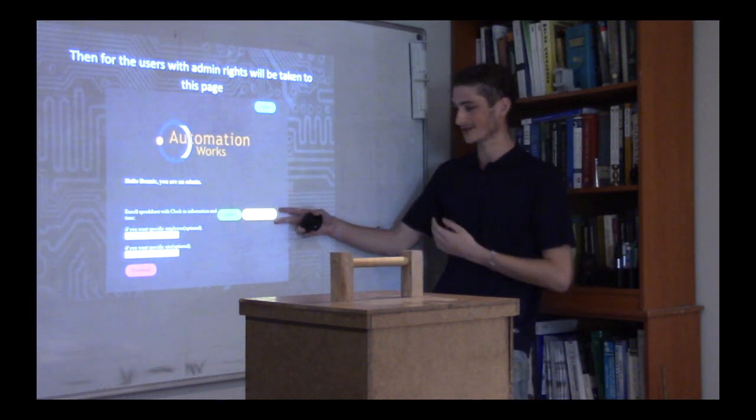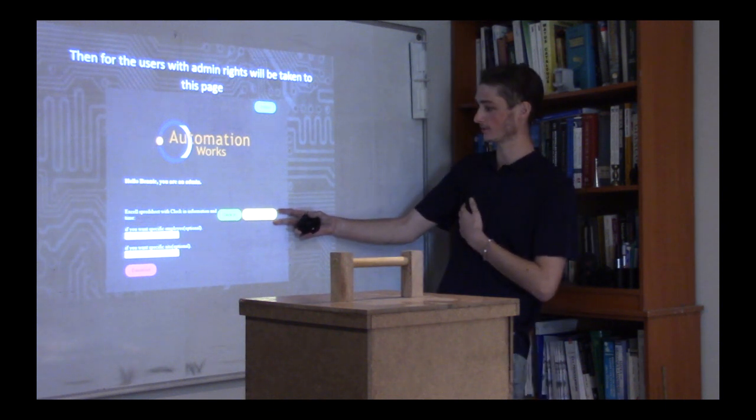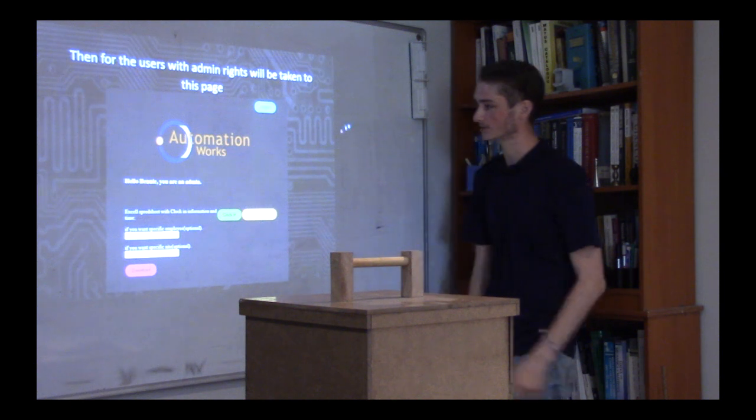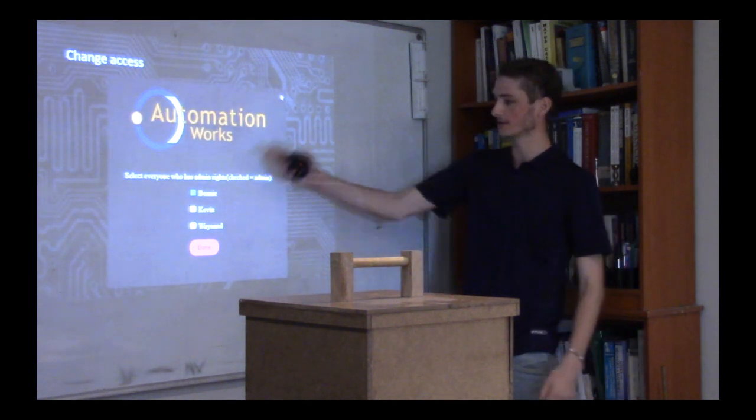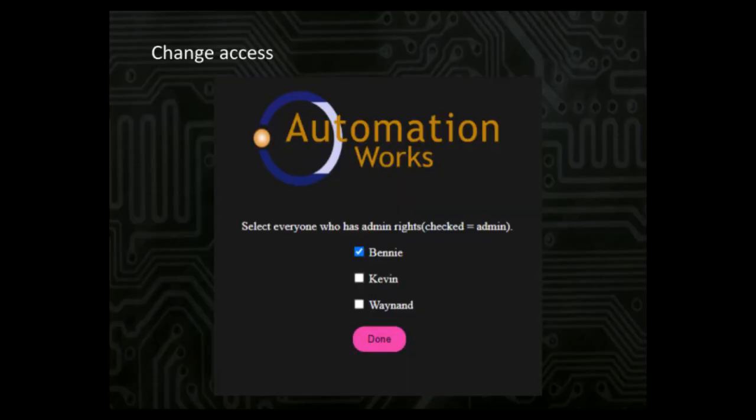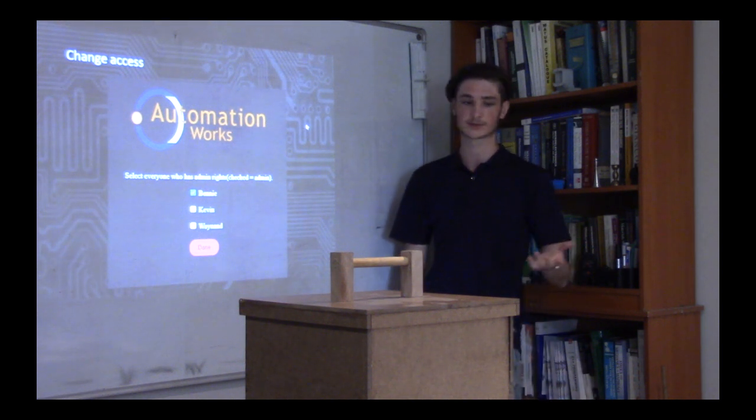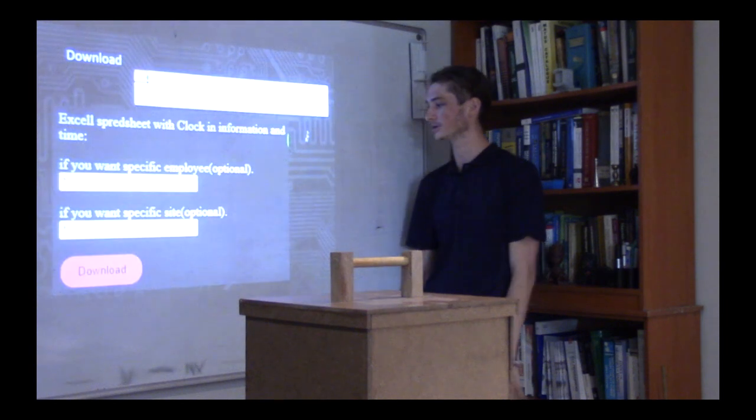You also have a change access button that's different from the employees clocking page, where if you press on that, it'll take you to this form. This is where the admins can choose which of the employees have admin rights. Now, if it's checked, you have admin rights. If it's blank, you do not have admin rights, which will take you to the employee page. And all you do is press done, it'll take you back to the clocking page.